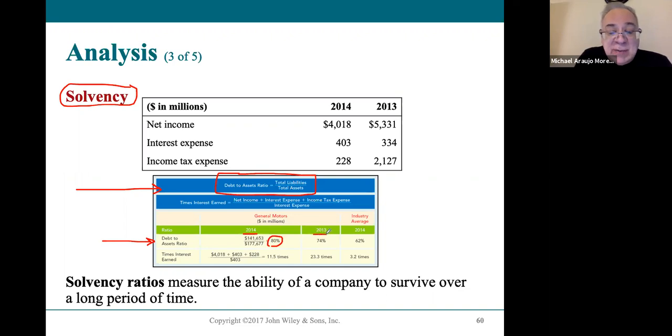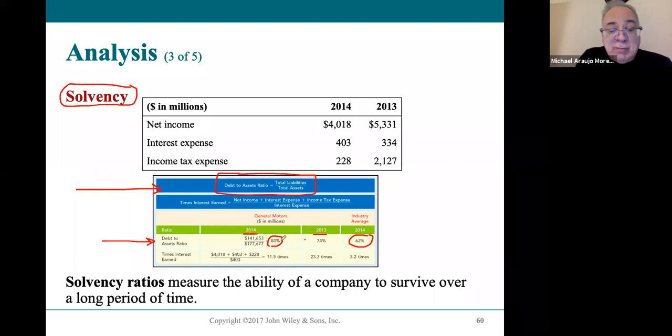In 2013, it was 74%. So clearly it's gotten higher. So one of the questions this might tell you here, or you might need to answer is, well, they have a lot of debt. Are they able to manage it very, very well? And particularly compared to the industry, which only has a 62% debt to asset ratio.